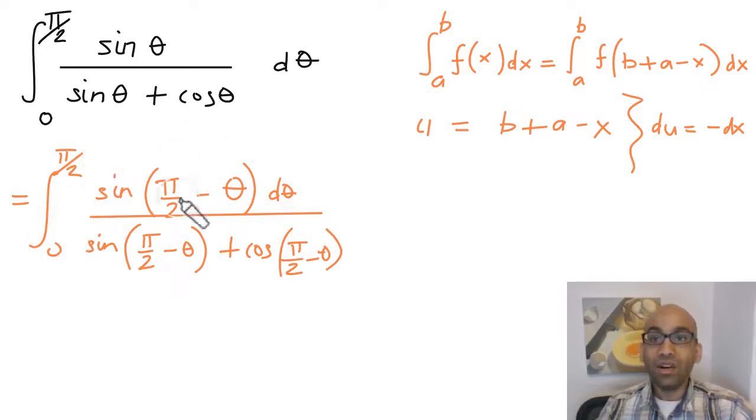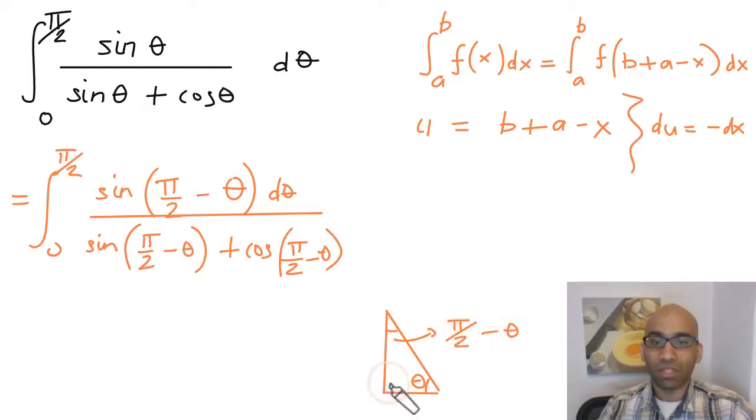And here we use trigonometric identities now. Remember, the pi by 2 minus theta is just the complementary angle. So you've got a right angle triangle here. If this were equal to theta, and we're taking sine of theta, then this angle is actually going to be equal to pi by 2 minus theta. Of course, this is a right angle triangle, and so sine of pi by 2 minus theta, which is sine of this angle, is equal to the cosine of theta.